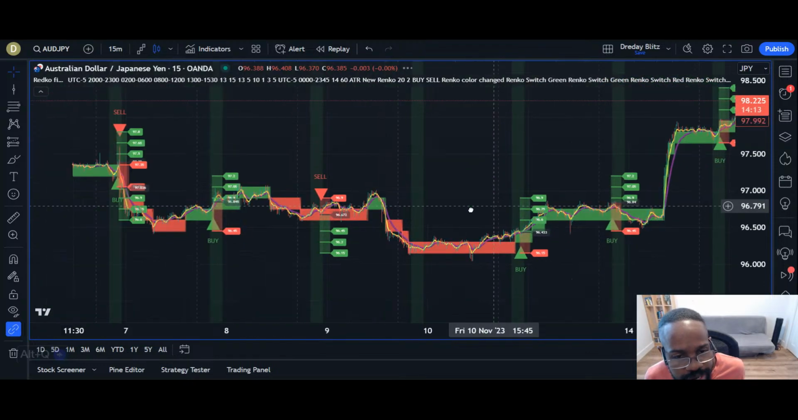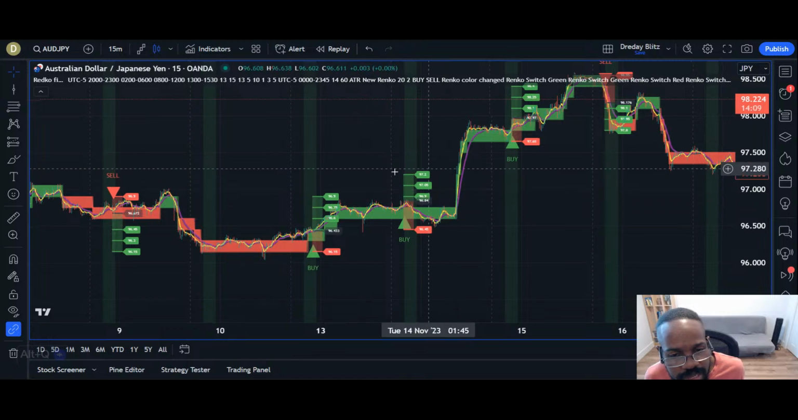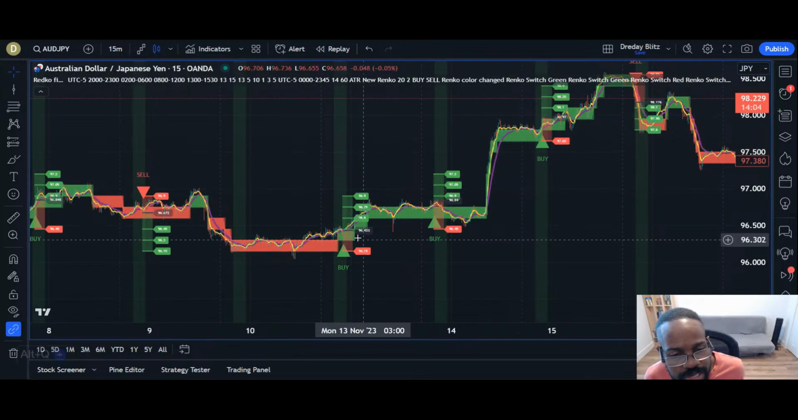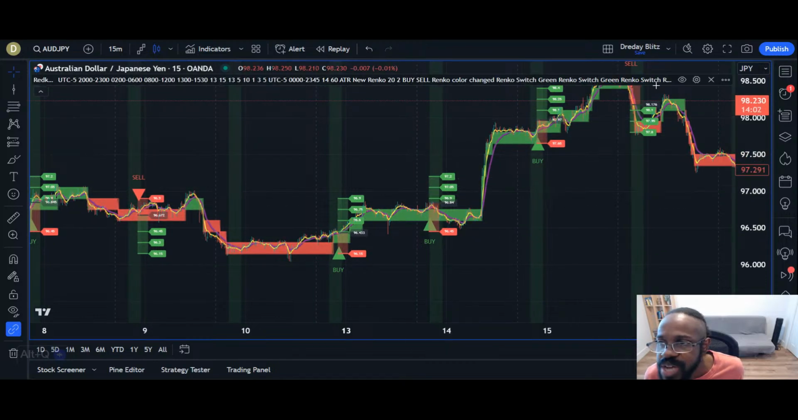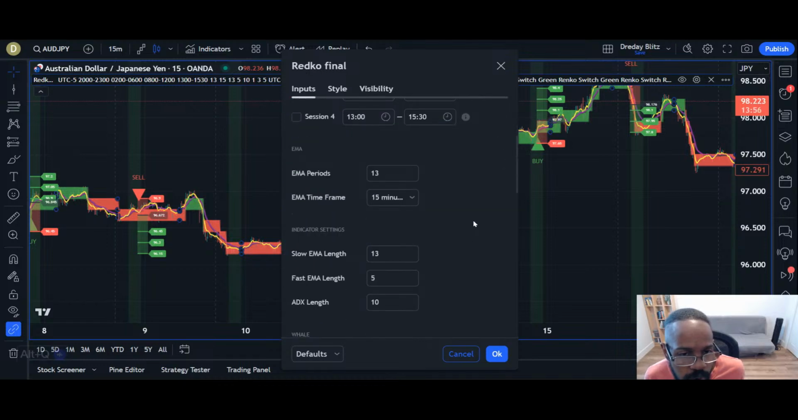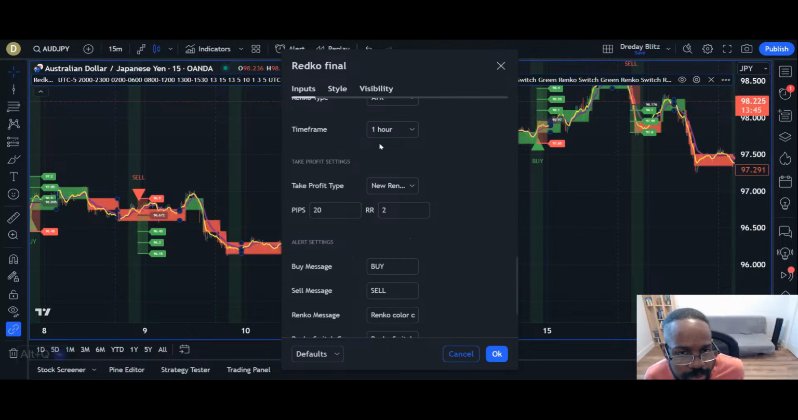So how do you trade the Australian dollar and the yen? Simple. You wait for the signals. You make sure that if you're trading off of the 15-minute time frame, these are the settings here. The same way as you have it, EMA 15, then you change those three to 1 minute, 3 minutes, 5 minutes, and your Renko bar will be 1 hour.